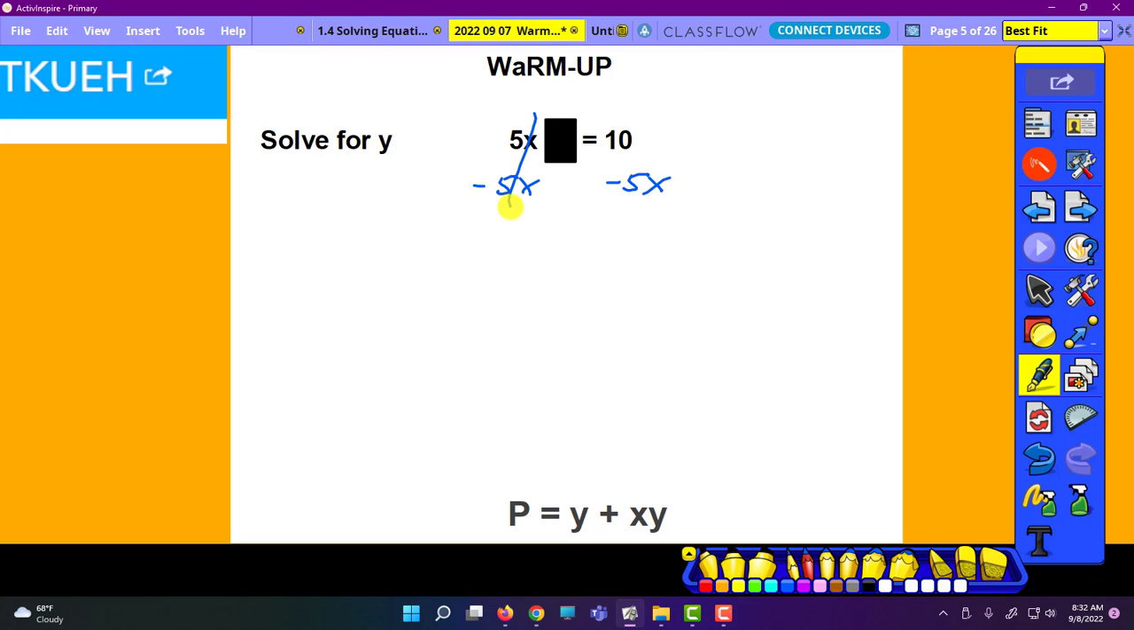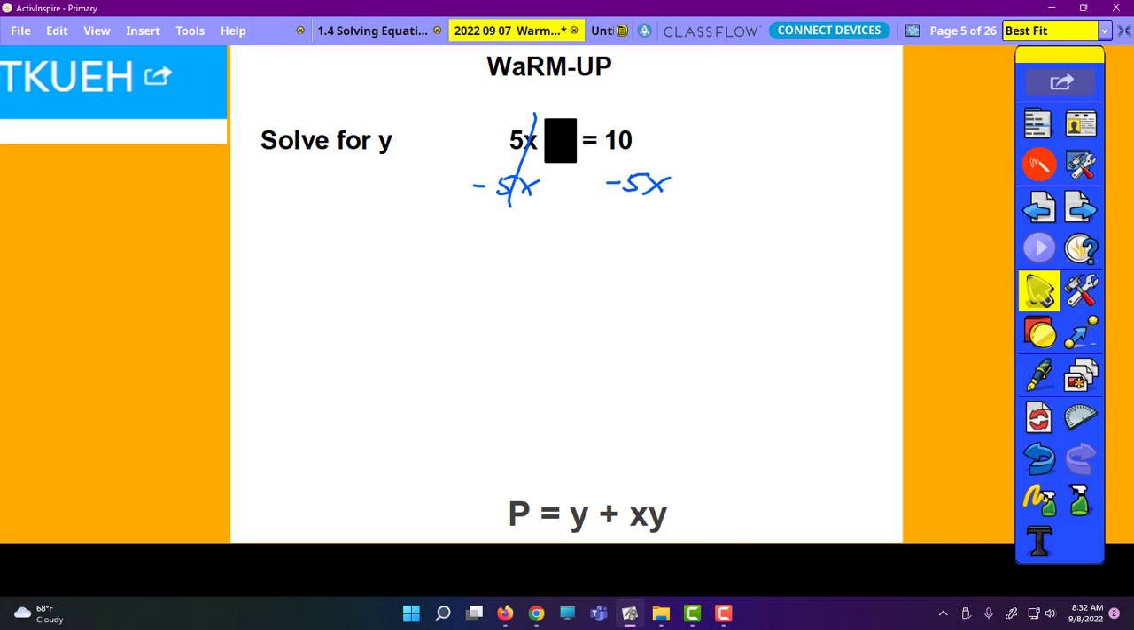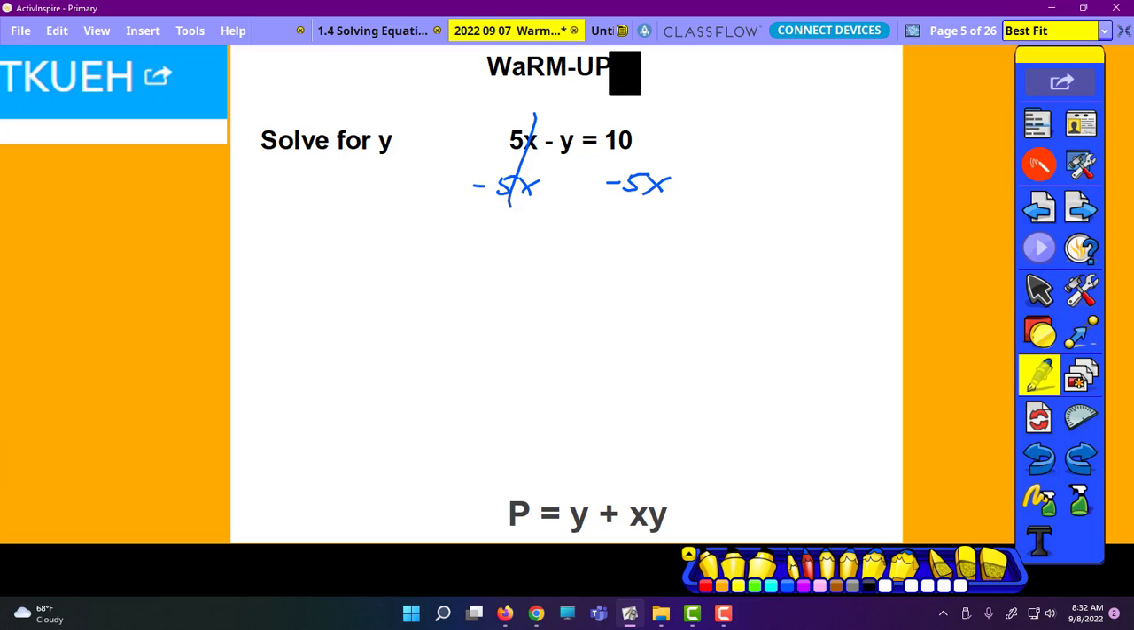Okay, this will cancel out. And then I can bring down my covered expression, which is negative 1. Don't forget to bring down your negative sign, the negative 1. Now make it a habit to write your variable first. Instead of writing your 10 first, write your negative 5x. 10 is positive. I'm going to bring down positive 10.